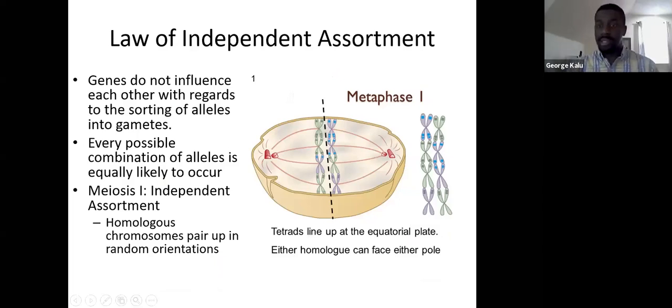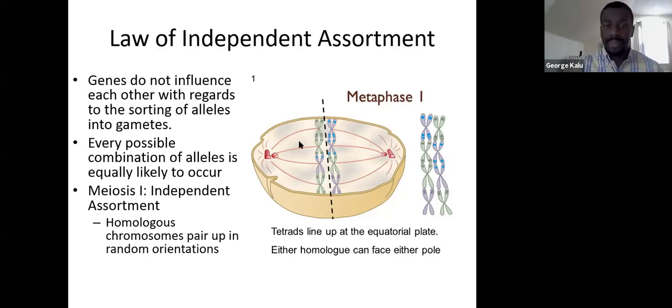They're going to sit on either side of the metaphase plate, and so none of the chromosomes are going to influence how another chromosome is going to be oriented along the metaphase plate. Some might be on one side, some might be on the other. It's going to be random. They're not going to influence how they all line up and how they assort.